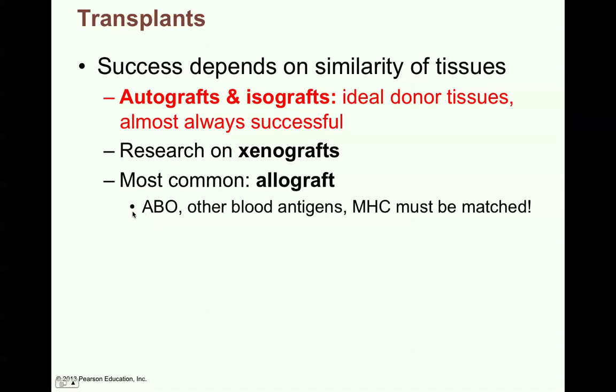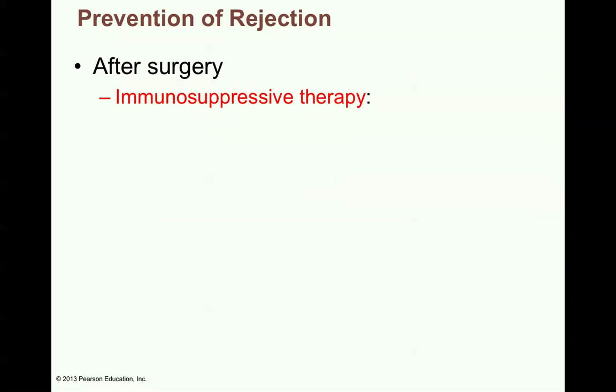The only thing is they have to make sure that the ABO blood types, type A, type B, type O, match, other blood antigens match, and the major histocompatibility complex proteins have to be extremely similar. It's not going to be identical, but you want it as close as possible.